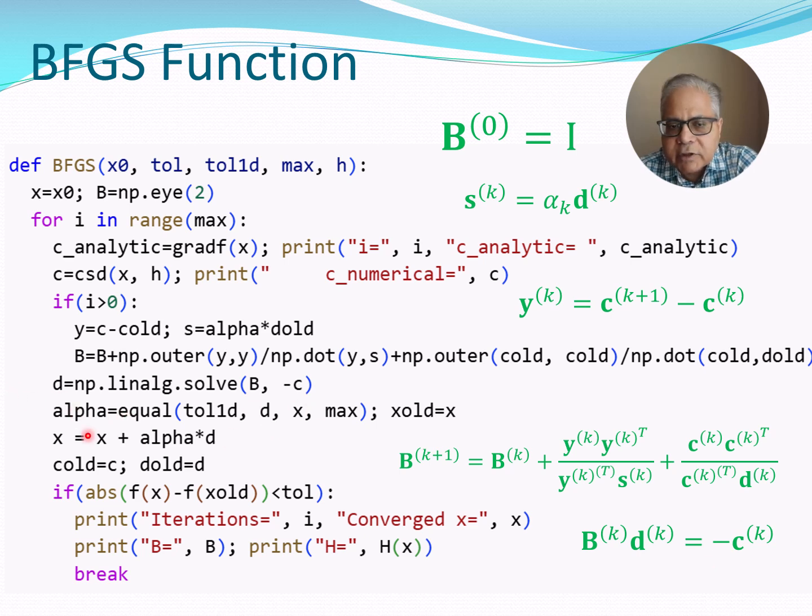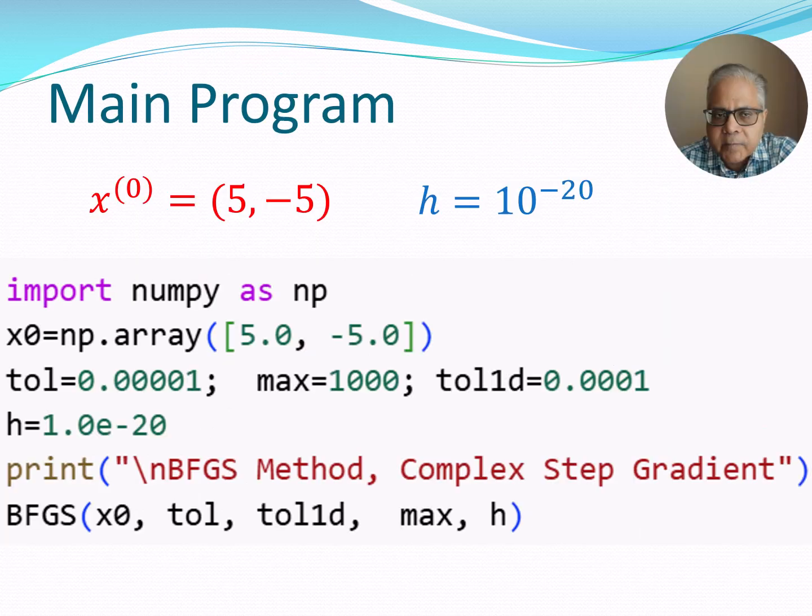And the one-dimensional search is done here, and then I go on and I print out the B matrix and the H matrix. Now this process, this for loop, is going to continue until I have converged. So convergence I determine by the fact that f(xk) and f(x) at the previous value differ by less than the tolerance. So I'm using that to converge here.